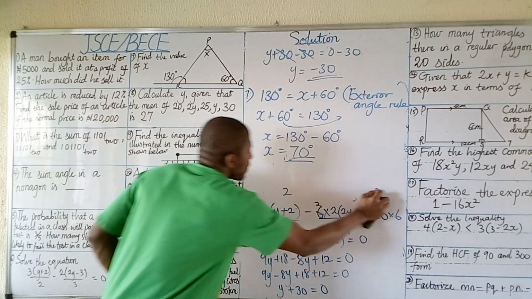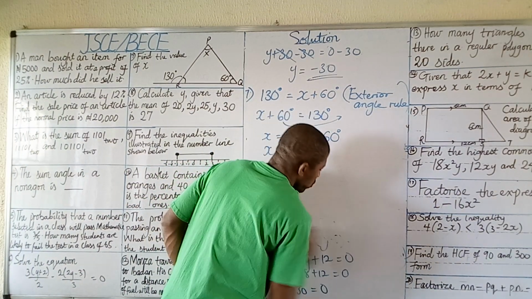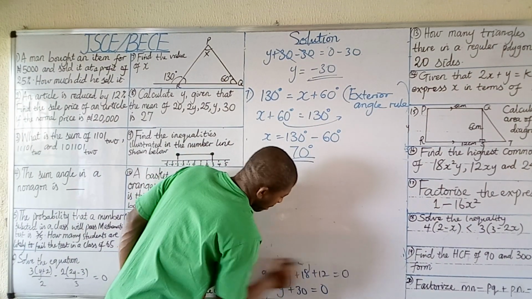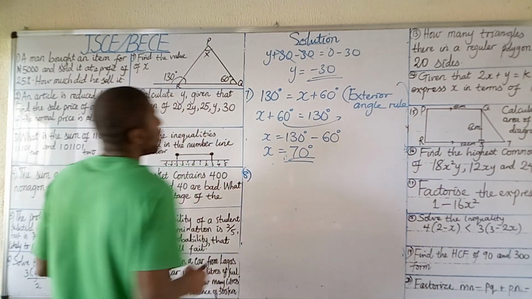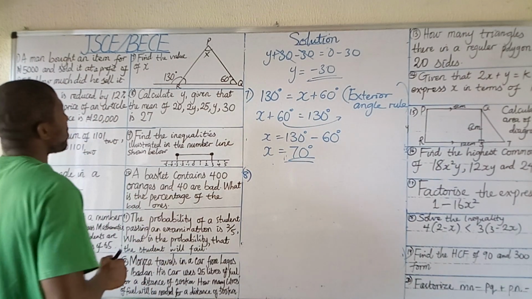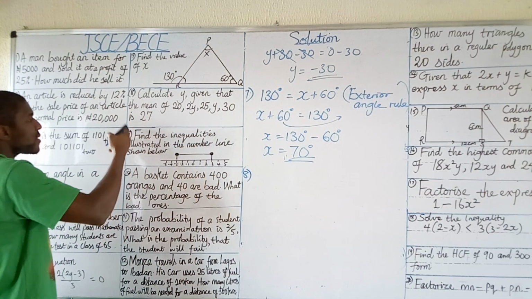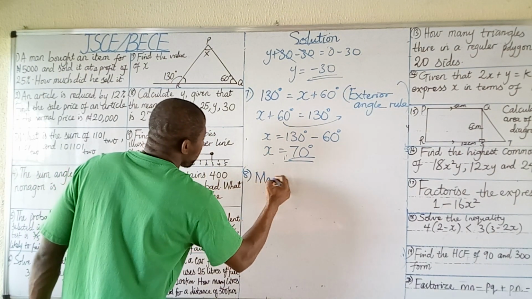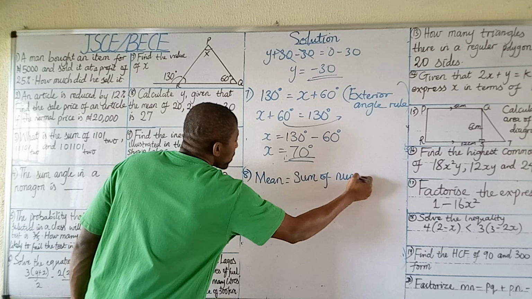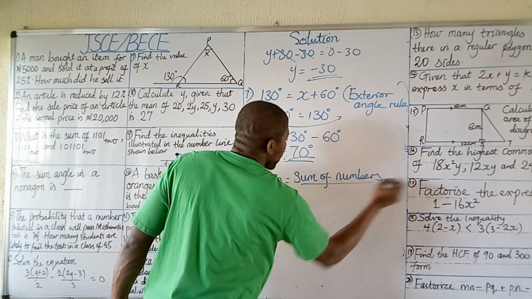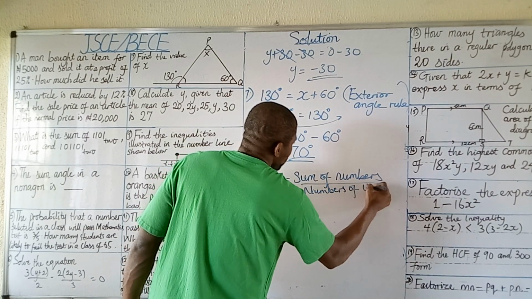We clean this part and continue with question 8. Let's see what question 8 will look like. Question 8 goes thus: calculate y, given that the mean of 20, 2y, 25, y, 30 is 27. Remember that mean is average. Mean is equal to the sum of numbers, that is the addition of numbers, all over the number of items.